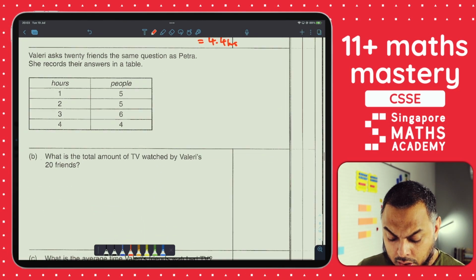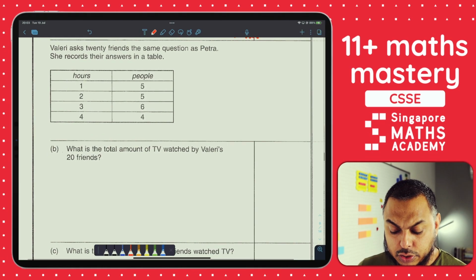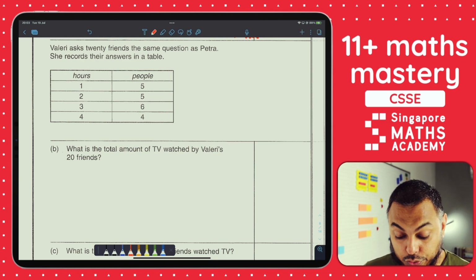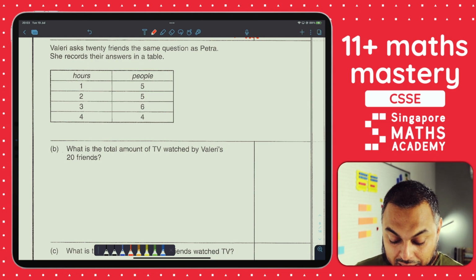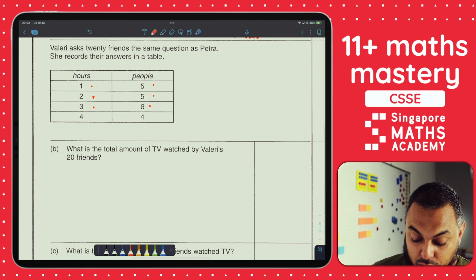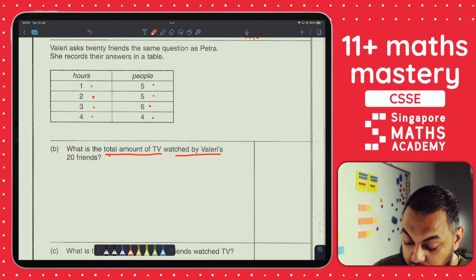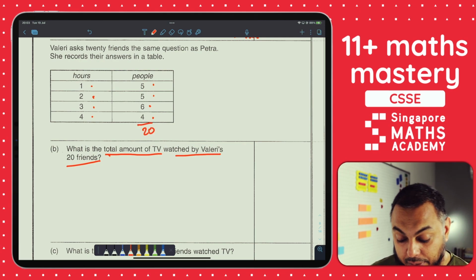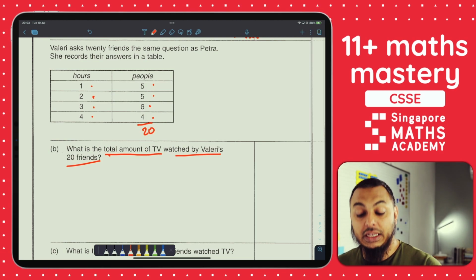Valerie asks 2 friends the same question as Petra. She records their answer in the table. Hours 1, 5 people. Hours 2, 5 people said they watched 2 hours. 6 people said they watched 3 hours. 4 people said they watched 4 hours. What is the total amount of TV watched by Valerie's 20 friends? Remember, it says 20 friends, so you might be wondering, how did they get 20? 5 plus 5 plus 4 plus 6 is going to be 20.